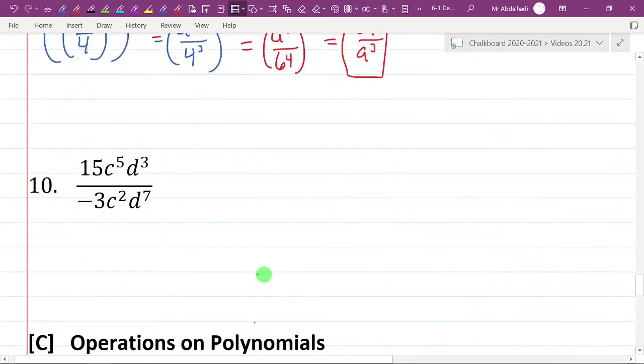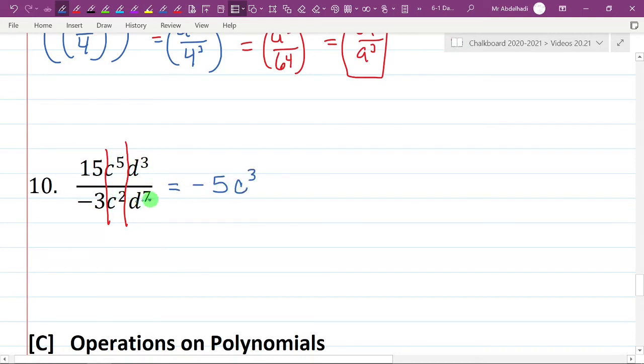All right, one more of these. 15 c to the 5th d to the 3rd divided by this. Now, chop this up: numbers, letters, other letters, constants, c's and d's. What's 15 over negative 3? It's negative 5. What's c to the 5th divided by c squared? You subtract the powers, you get c to the 3rd. What's d to the 3rd divided by d to the 7th? You subtract the powers, you get d to the negative 4th.